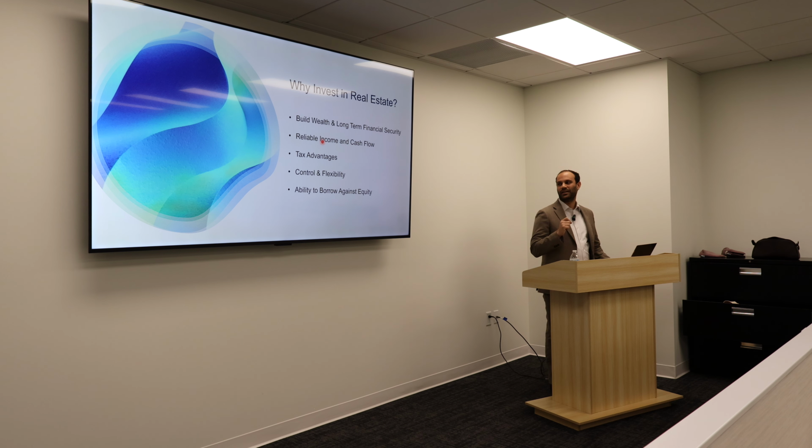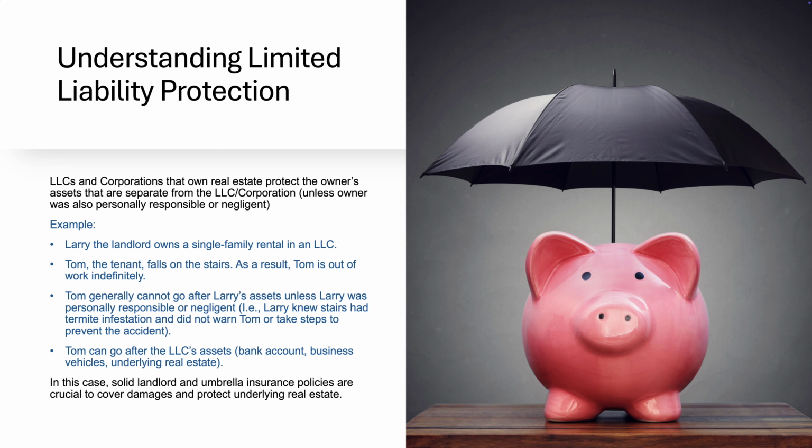Tom, the tenant, falls on the stairs. He's paralyzed now, and he's out of work indefinitely. So Tom cannot go after Larry's assets, so the tenant cannot go after the landlord's assets, unless the landlord, or Larry in this case, was personally responsible or negligent.